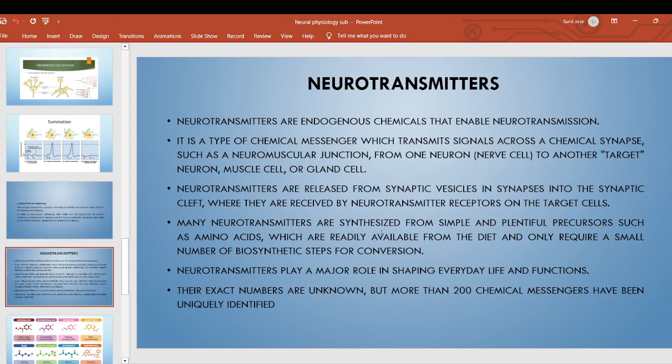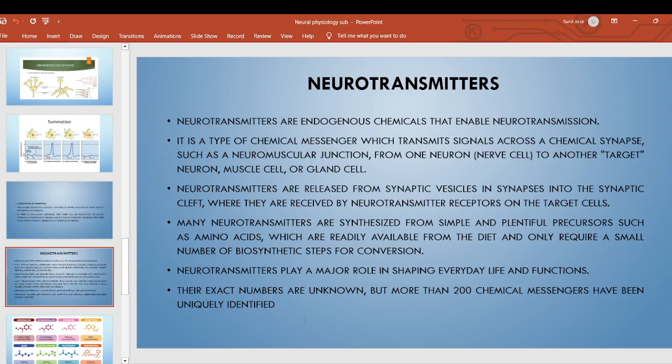Many neurotransmitters are synthesized from simple, plentiful precursors such as amino acids, which are readily available in the diet and only require a small number of biosynthetic steps for conversion. What that sentence is saying is that most of the neurotransmitters are produced from substances like amino acids. Okay, so in the use of this amino acid, you can see that it will be slightly modified by a chemical mechanism, and that will be converted into a neurotransmitter.